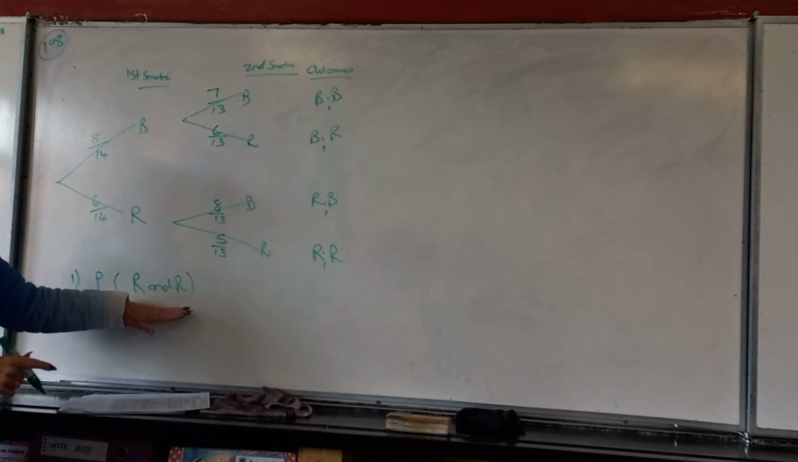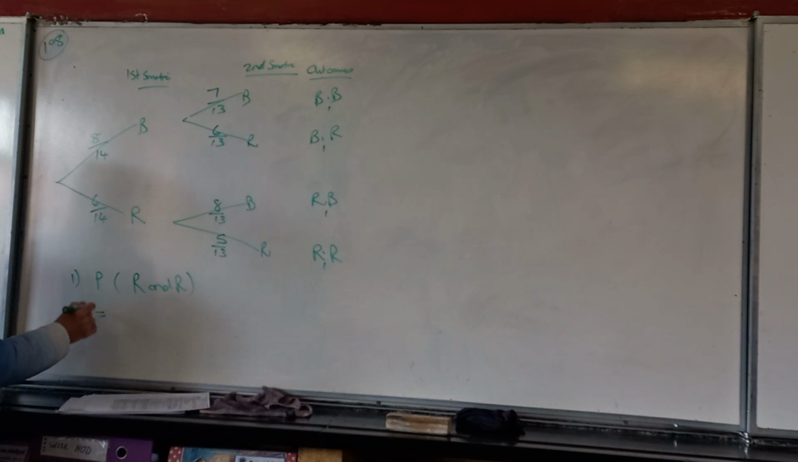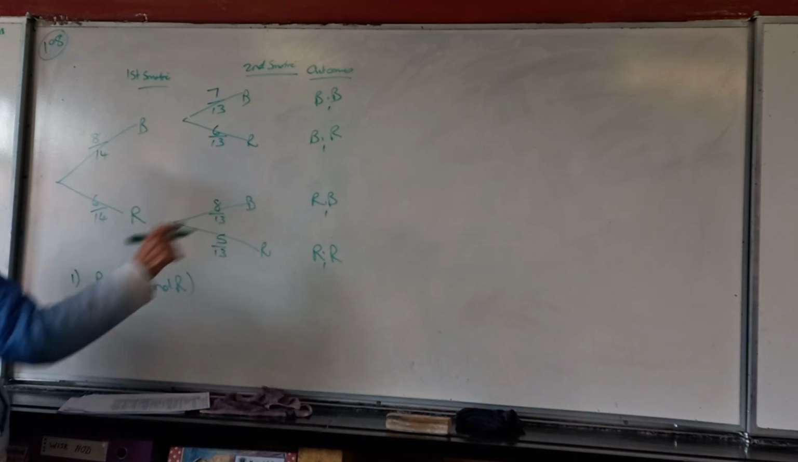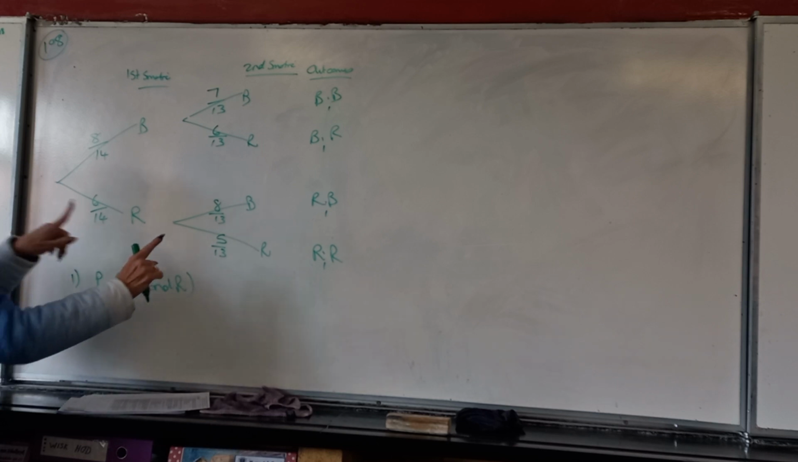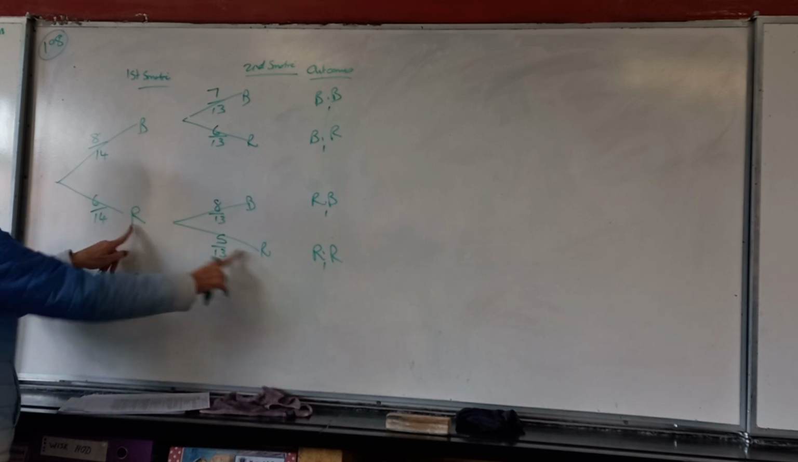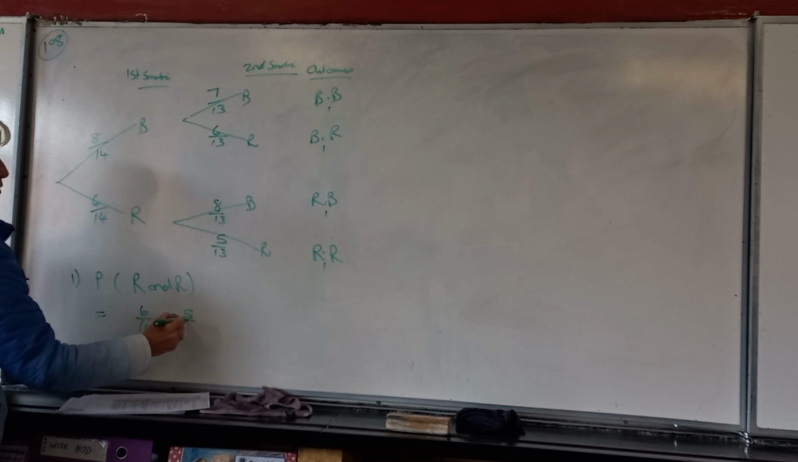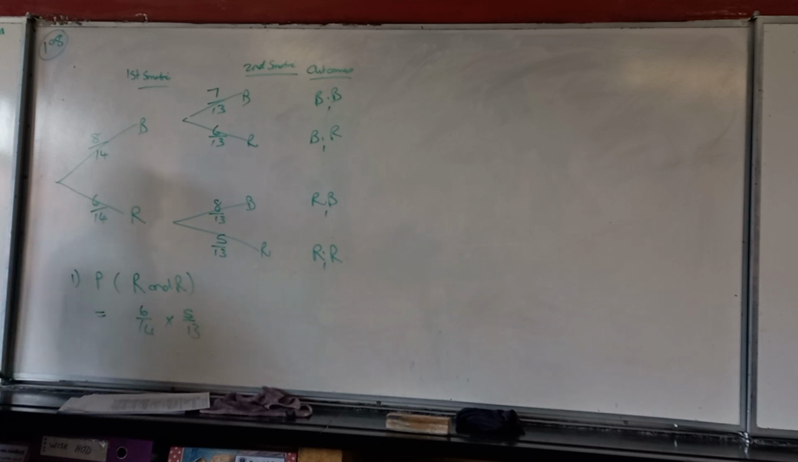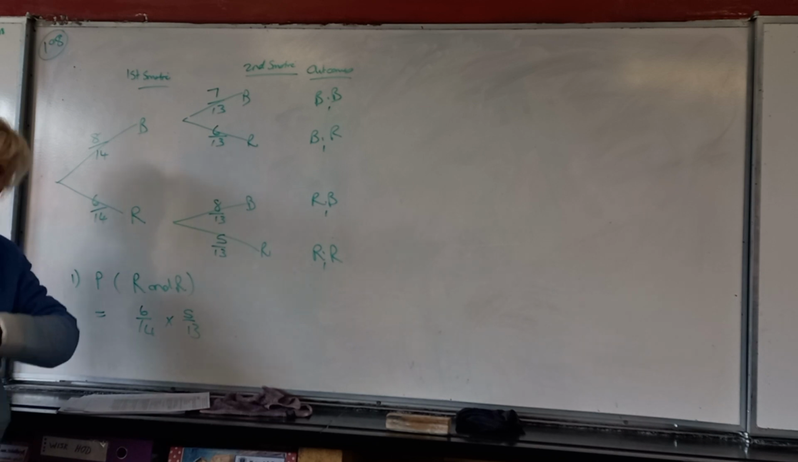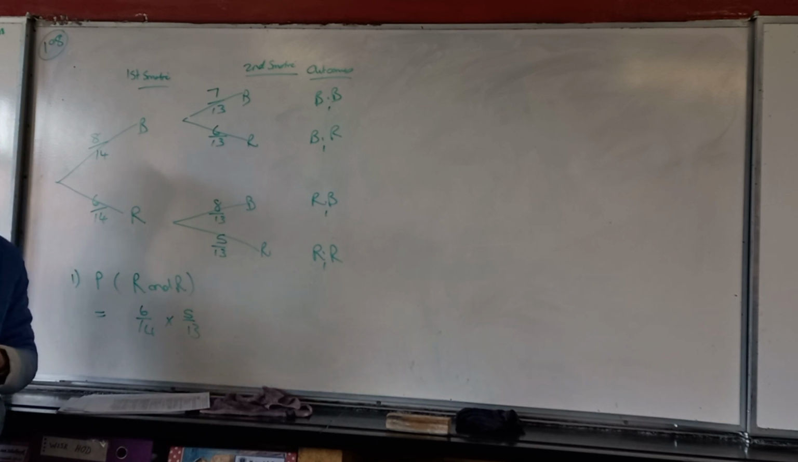Okay? So for red and red then, it will mean you go onto your tree diagram, and you'll go for this one. There's the red, red. What do you do with 6 over 14 and 5 over 13? You multiply them. Could you have done this without the tree diagram? Yes, you could, but you have to think carefully.